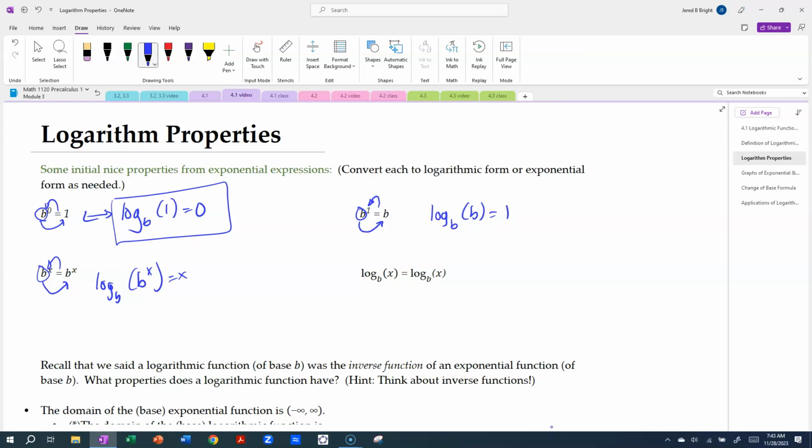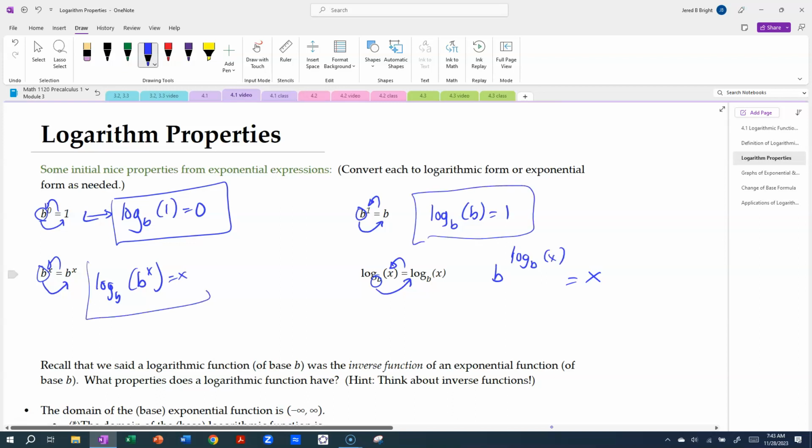Similar thing here, so here I'd maybe want to convert this to exponential. So convert this from log form to exponential form. So I'd have b to the power of log base b of x is equal to x. Okay, so a base and a logarithm cancel each other out is kind of what these last two are saying. These four things are very useful properties for logarithms to have in our back pocket. Okay, it helps us simplify our work.